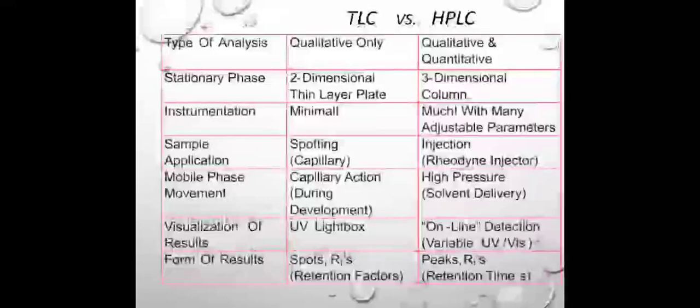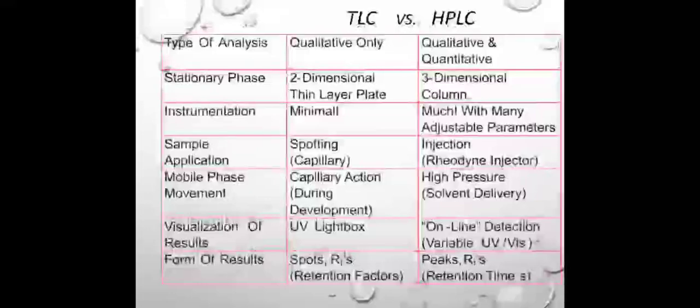Next parameter is visualization of results. In TLC, whatever results are obtained are visualized using a UV light box. In HPLC, for the visualization of the result, we are using online detectors like UV visible detector, PDA detector, that is photodiode array detector, fluorescence detector, refractive index detector, pyrrole detectors. So such types of inline and offline detectors are used.